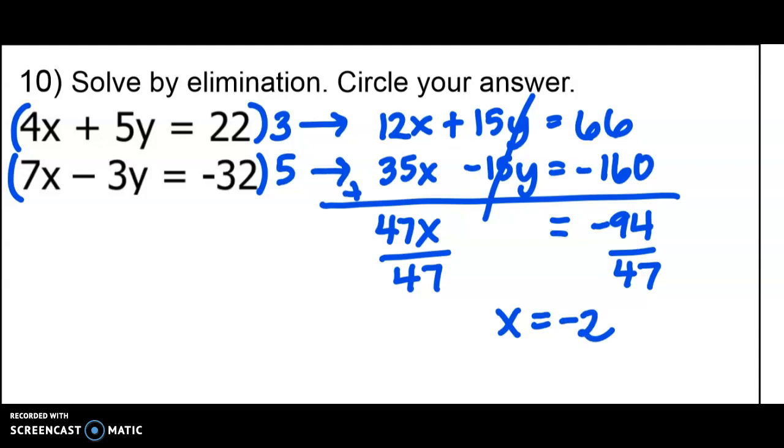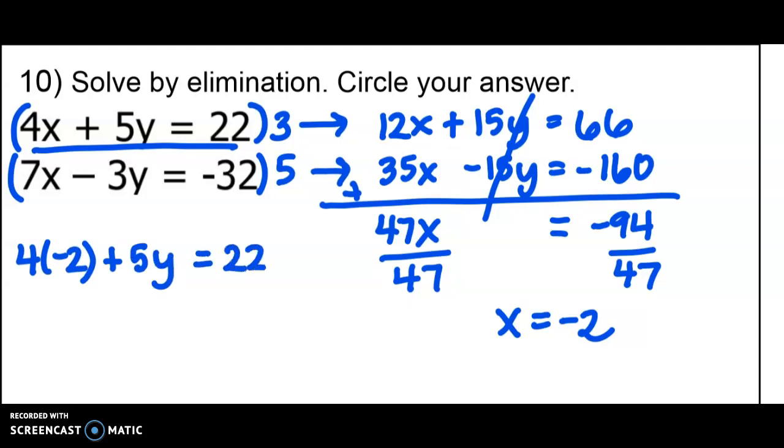Now, to figure out what y equals, I can plug negative 2 back in for x in either of the original equations. Let's just use the top one. So 4x plus 5y equals 22. I'm going to use that, plugging negative 2 in for x. So 4 times negative 2 in place of x plus 5y equals 22. 4 times negative 2, that's negative 8. And now I'm going to solve for y. So I need to move the constant first. That's a negative 8. So I'm going to add 8 to both sides.